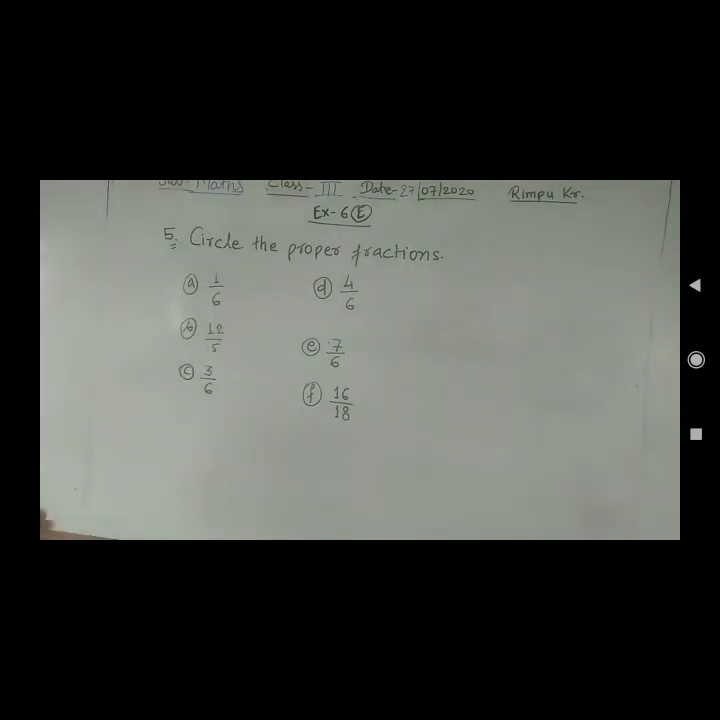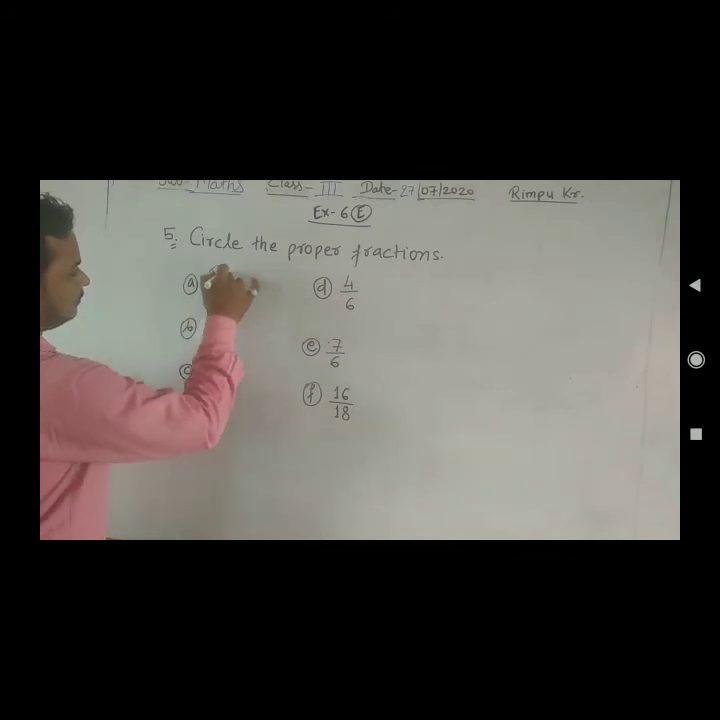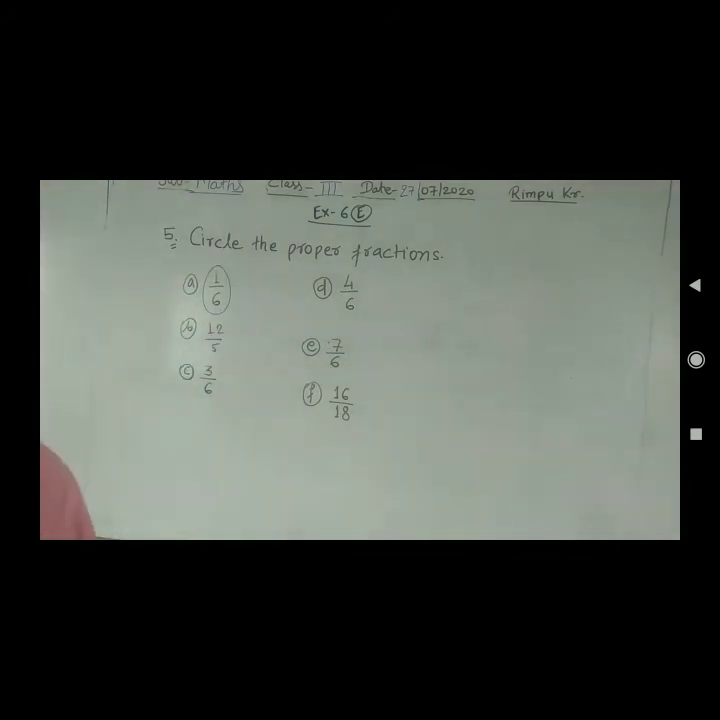Okay, once again you can see 3/6 in question 5b. In 5b the numerator is greater than the denominator, so it is not a proper fraction. Now again, look at question 5c. You can see here the numerator is 3, the denominator is 6. That means the numerator is less than the denominator. By this way it is a proper fraction, so circle it.